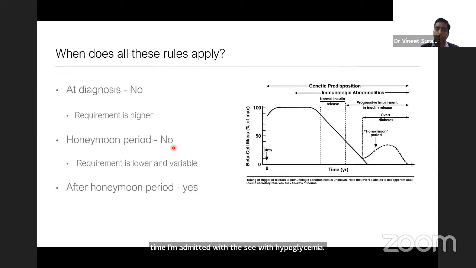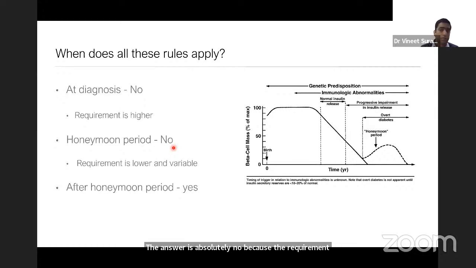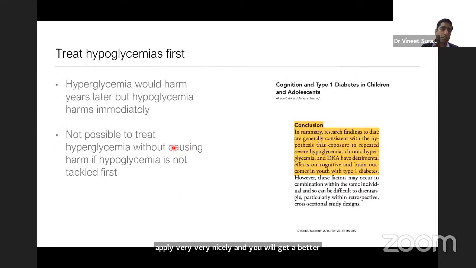Now, can we use these rules in the honeymoon period? The answer is absolutely no, because your requirement becomes very, very low in the honeymoon period and it remains very variable. So these rules don't apply in the honeymoon period. The honeymoon period usually can last from 2 months to even up to 2 years in a child, and during that time your requirement will be low. But once the honeymoon phase is over, when the child is into frank type 1 diabetes, then these rules will apply very nicely and you will get better control of the blood glucose.